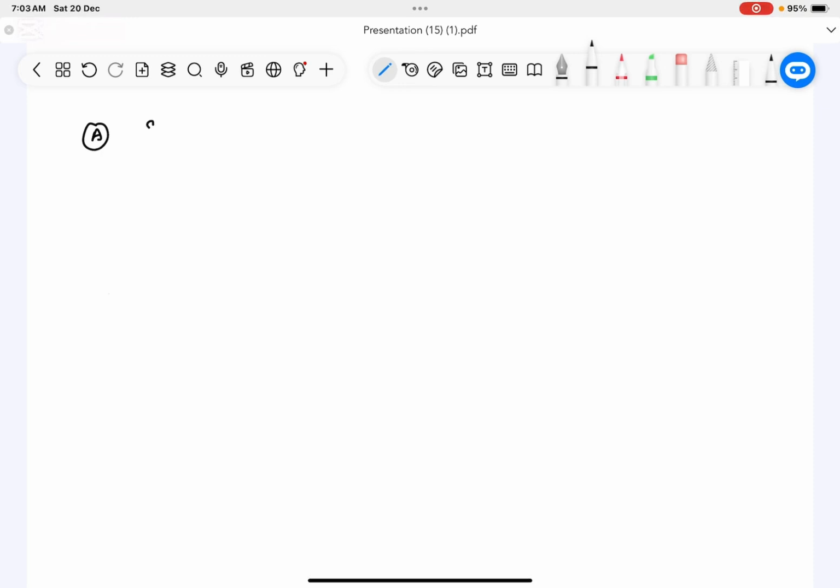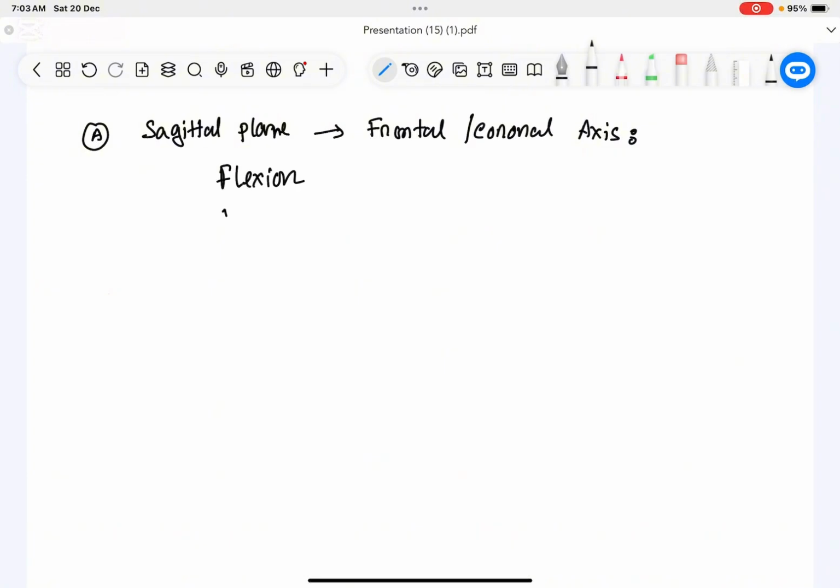So, we know the first plane we described, sagittal plane. So, on sagittal plane, the axis was frontal, or we can say coronal also. So, this is the axis. So, in this axis, what movements will take place? Mainly we have to remember flexion and extension. There are two more flexions also in ankle joint. One is called dorsiflexion, another one is called plantar flexion.